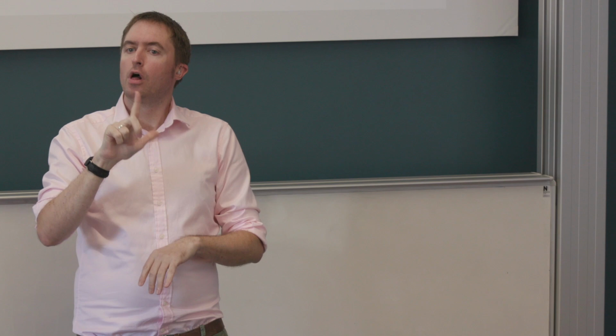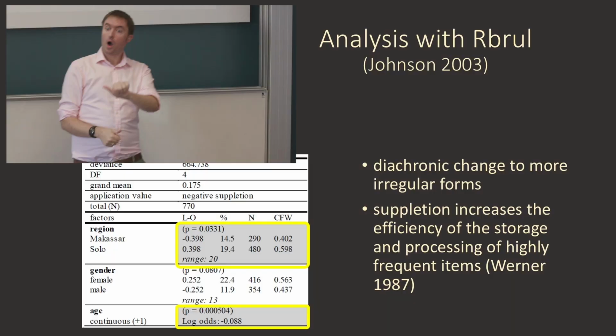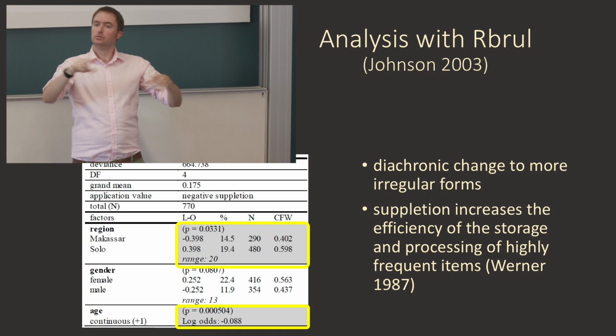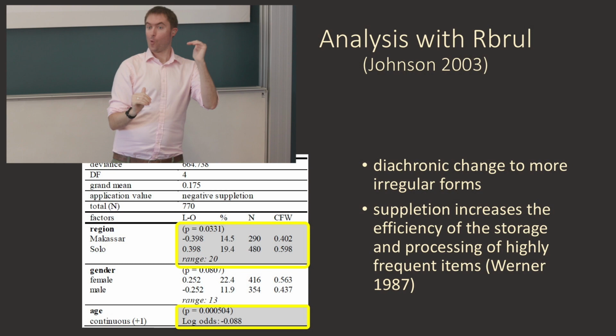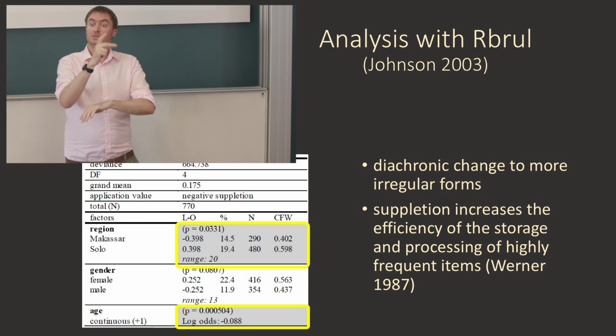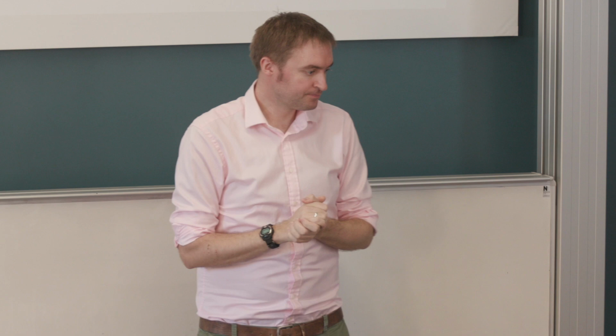I used some variable rule analysis to identify whether you would choose a suppletive or some other strategy. And what we see is there are two important factors, both region and age. In Solo, you see the use much more than you would in Makassar. And if we look at age, the older a person is, the less they would use negative suppletives. So you see this language change to more suppletion.